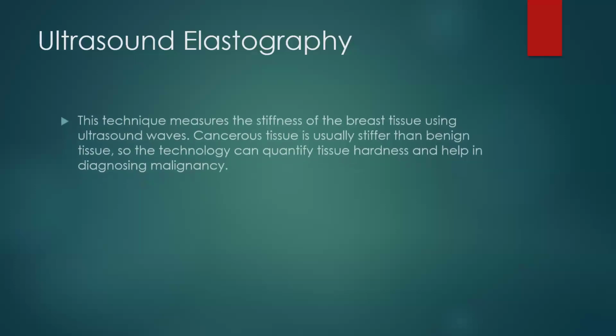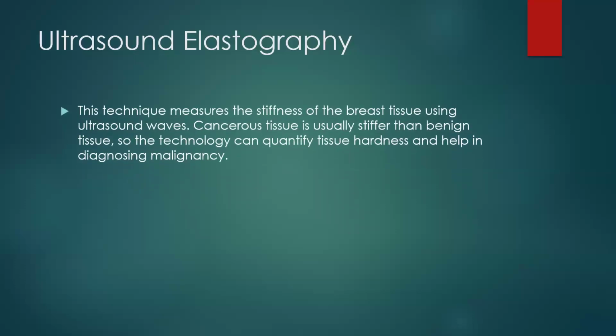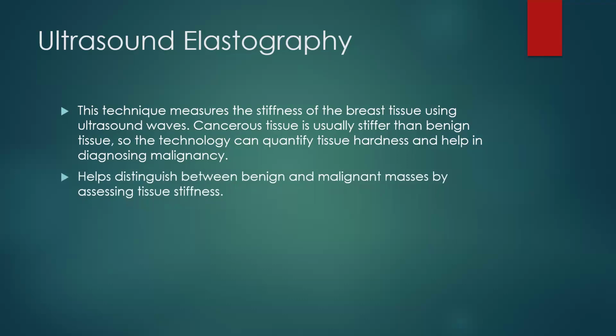Ultrasound elastography, the king of all. This technique measures the stiffness of the breast tissue using ultrasound waves. It is based on the fact that cancerous tissues are usually stiffer than benign tissues, so the technology can quantify the tissue hardness and helps in diagnosing malignancy based on it. It helps distinguish between benign and malignant masses by assessing the stiffness of the tissue, and it reduces the need for unnecessary biopsies in benign cases.